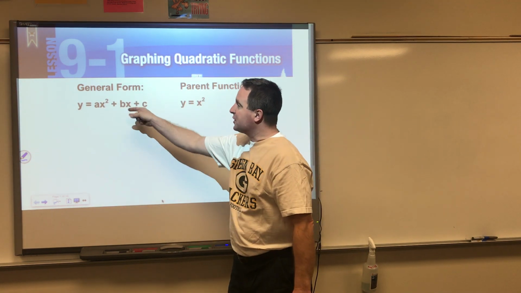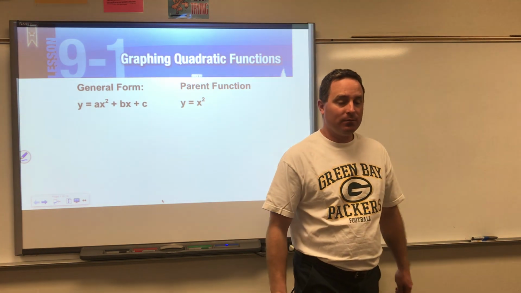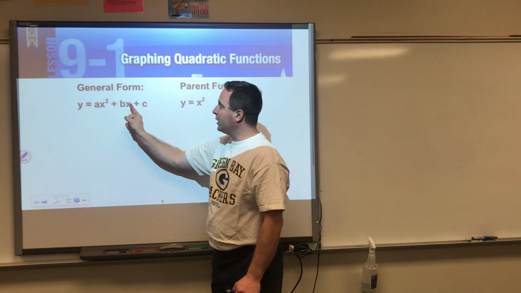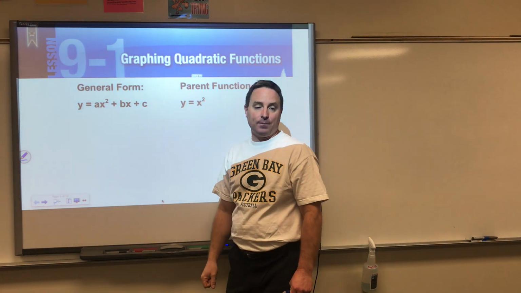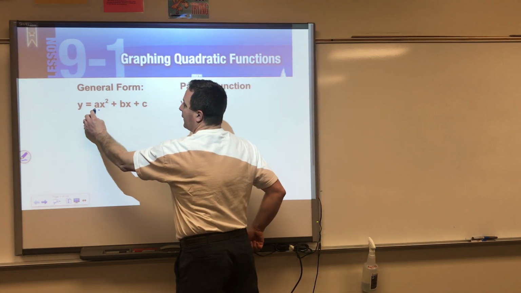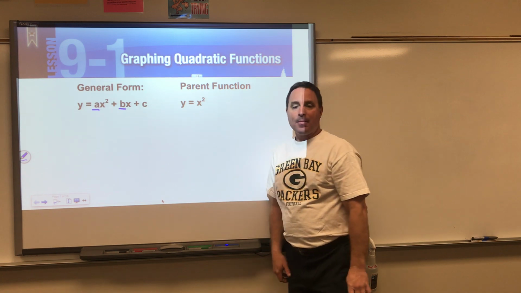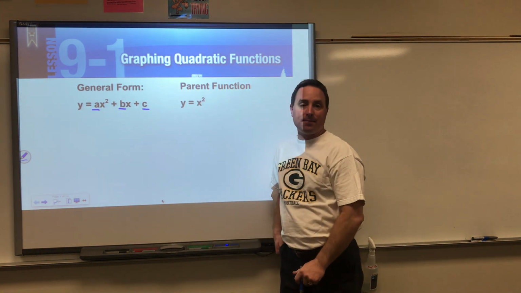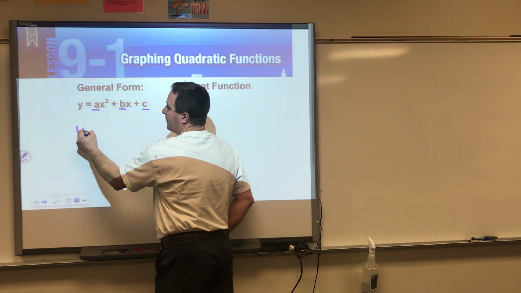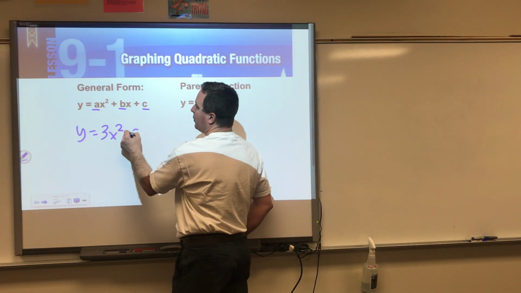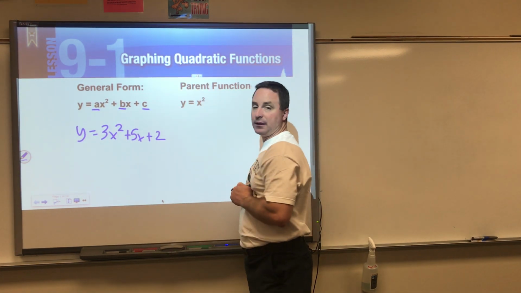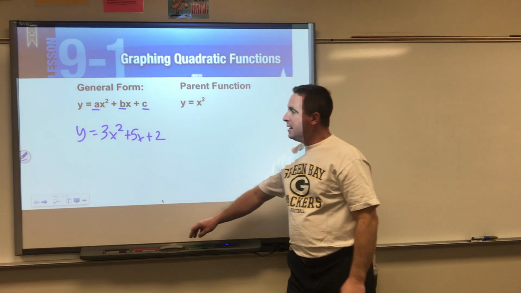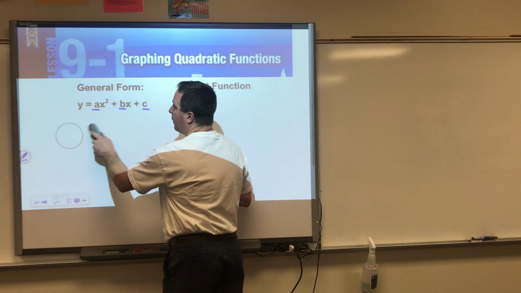This is the general form of a quadratic equation. You can see it has 3 terms. It has an x squared term, an x term, and a constant term. And the numbers in front, the coefficients, there's an a and a b, and like I said, the constant is a c. A good example might be something like 3x squared plus 5x plus 2. We're going to look at the graphs of these quadratic equations. That's the general form of a quadratic.